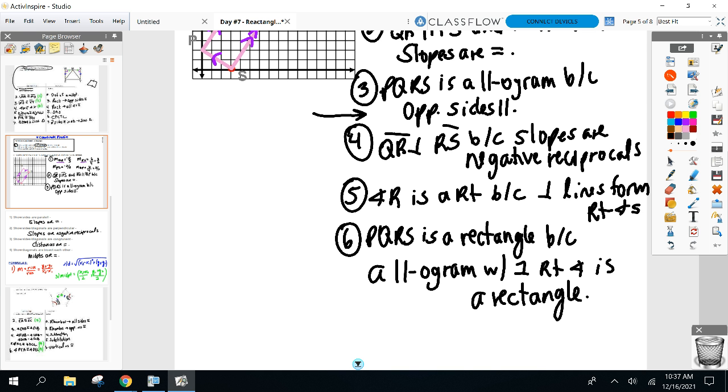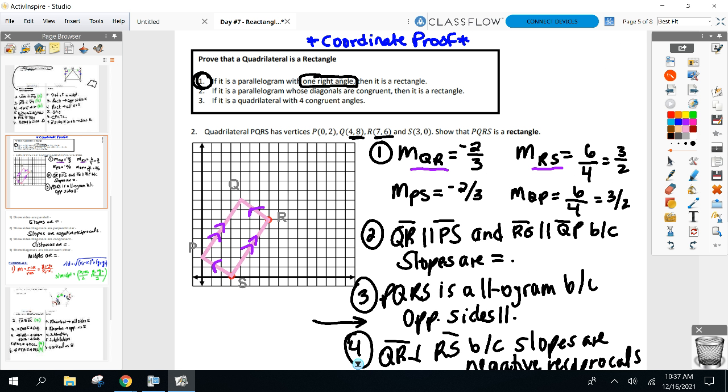So that is how I would like you to prove a rectangle. Show it's a parallelogram, and we're all clear. If you're a distance formula person, do distance formula then, to prove a parallelogram. But this is how we're going to prove a rectangle: parallelogram, right angle.